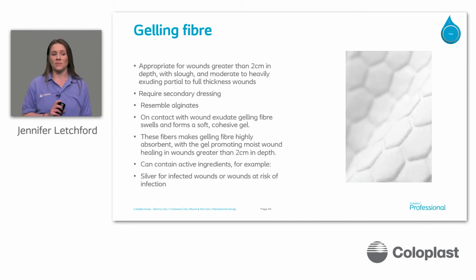So, gelling fibres. These are appropriate for wounds greater than 2 centimetres in depth that might have some slough, or moderate to highly exuding wounds. They require a secondary dressing and they resemble alginates. On contact with exudate, this gelling fibre swells and forms a soft cohesive gel. They might contain silvers or active ingredients in order to help support or manage infected wounds, for example.